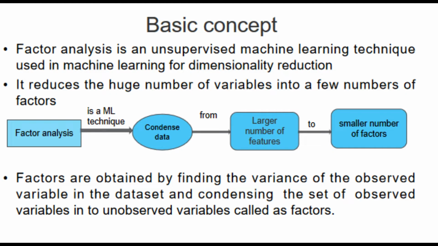Factor analysis is an unsupervised machine learning technique used for dimensionality reduction. It reduces a huge number of variables into a few factors, which is known as factoring of the data. Factors are obtained by finding the variance of the observed variables in the dataset and condensing the set of observed variables into unobserved variables called factors.